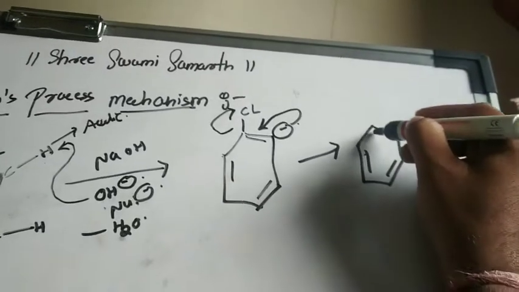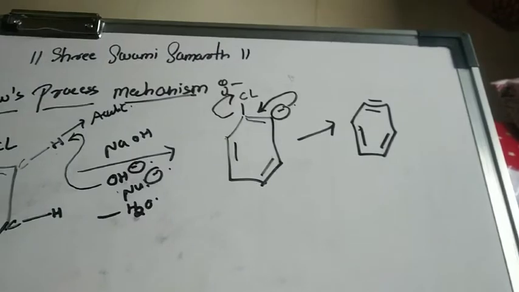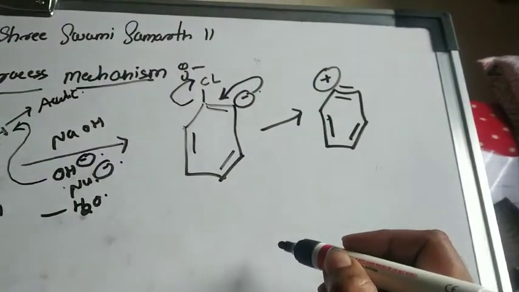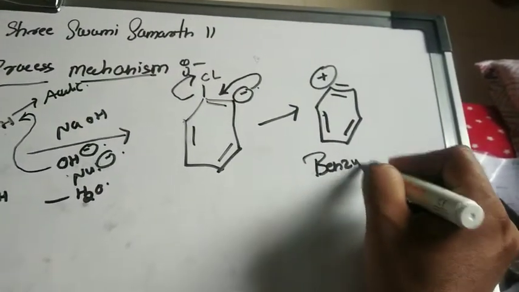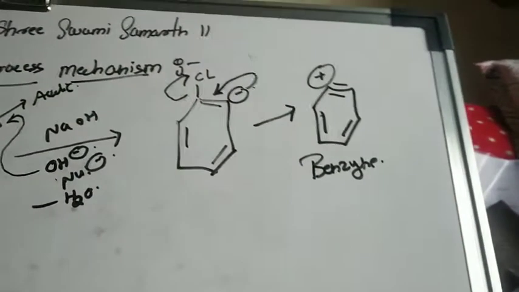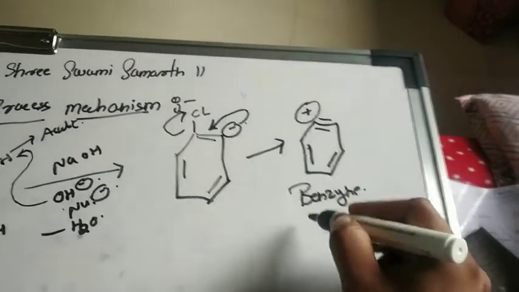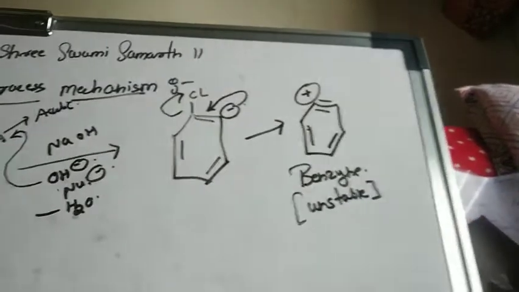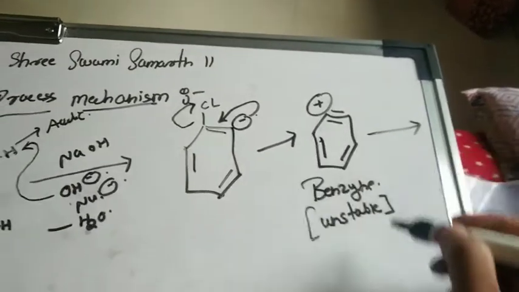Its structure will be something like this. See, a triple bond is formed in the benzene. Whenever a triple bond is formed in the benzene, and here the plus charge will be there, such a molecule will be called benzyne. What will we call this? We will call it benzyne, right? Now this benzyne is highly unstable in nature. This is highly unstable in nature, and it is a very short-lived species, right?